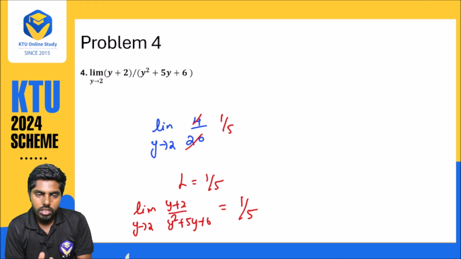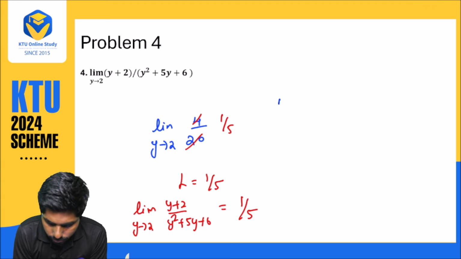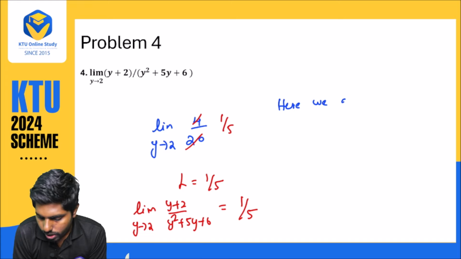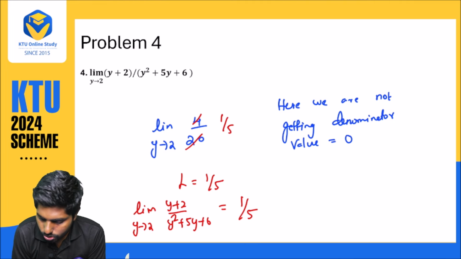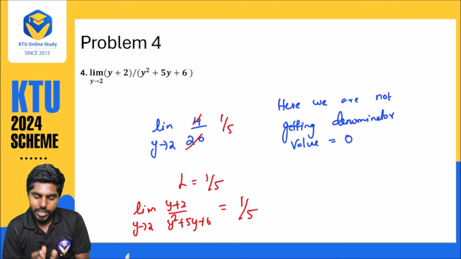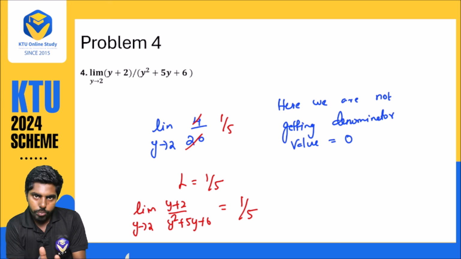See here, when we are solving, we are not getting the denominator value equal to 0. So that is the reason we are able to solve in a simple manner. When the denominator is equal to 0, we will have a different procedure. Okay, you should understand whether the denominator is having a 0 value when you are solving. If the denominator is having a 0 value, then we cannot solve it this way.